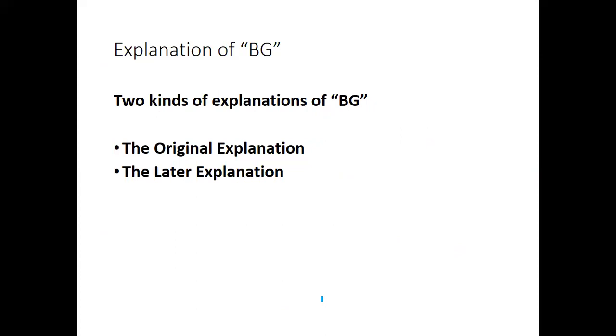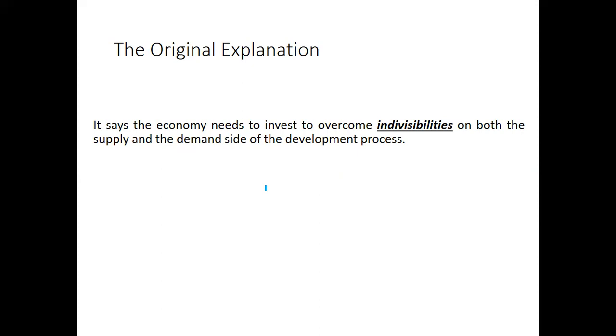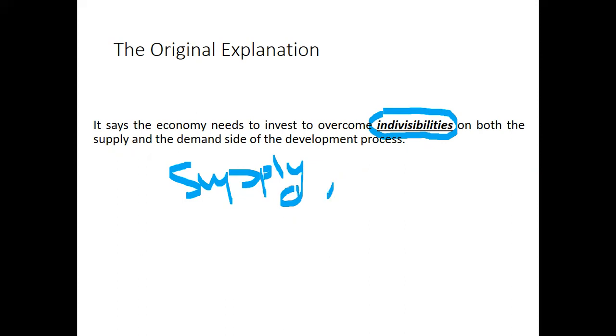Now, how do we explain this balanced growth? Two kinds of explanations are given here. One, you can say an original explanation, and the other is a later explanation. Let us see the original explanation of balanced growth. The original explanation depends upon the concept of indivisibilities. It says the economy needs to invest to overcome indivisibilities on both the supply and demand side of the development process. So you have a supply side and a demand side of the development process, and in both there could be a lot of indivisibilities.